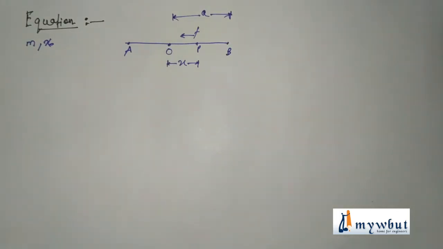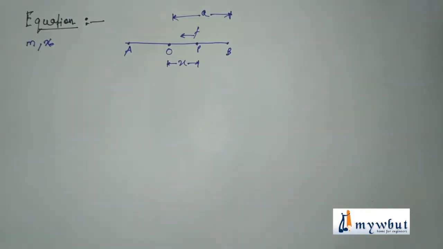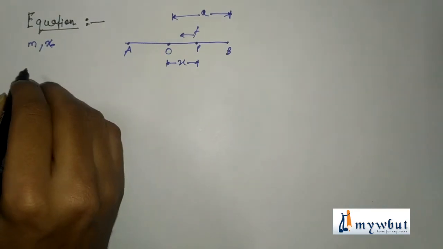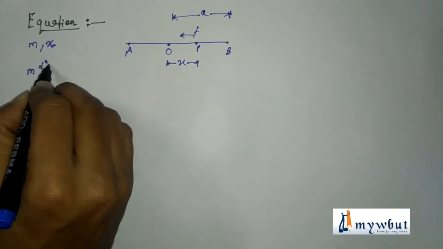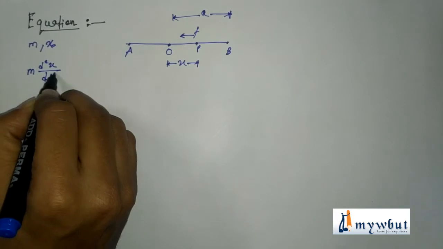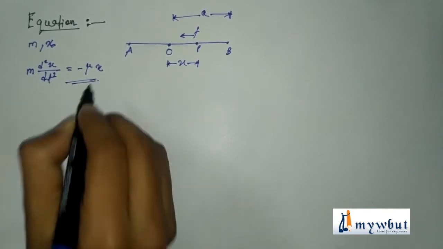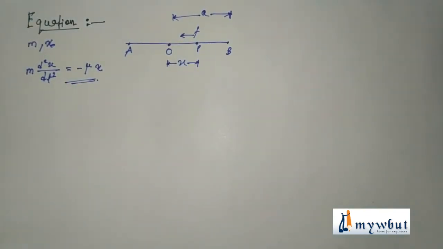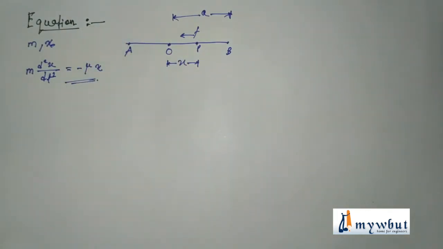As you all can see, the force acting on the particle at any point P, a random point in the path of the particle, will be given in the form of a differential equation as m into d square x by dt square equal to minus mu x. This is the differential equation formed from simple harmonic motion. Here mu, as you all know, is the constant of proportionality, known as the force constant, and the negative sign is taken as the restoring force is opposite to the direction of displacement.